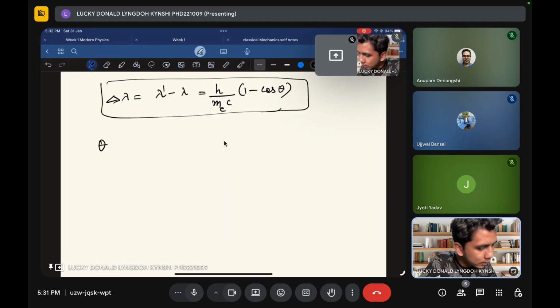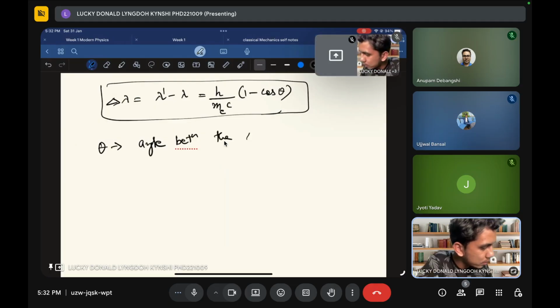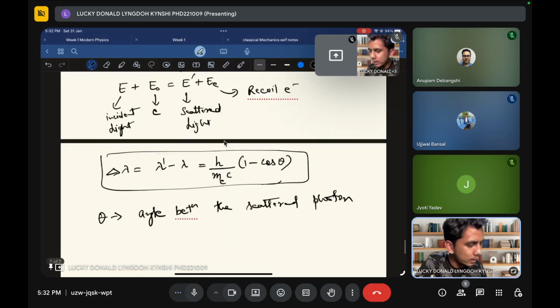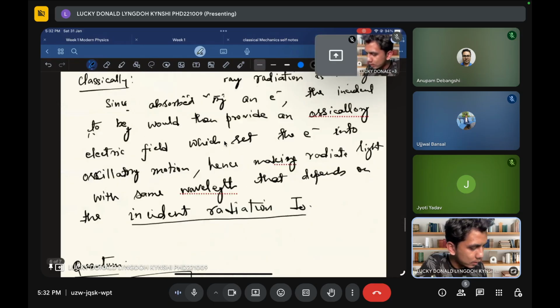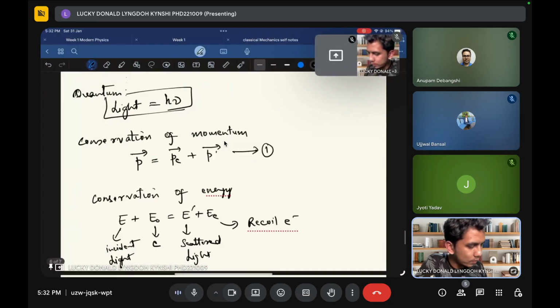Here theta is actually what? It is the angle between the scattered photon, right? Where is theta? Theta is actually this angle, right? It is the angle between your incident photon as well as your scattered photon. Okay, so that is the value of theta.